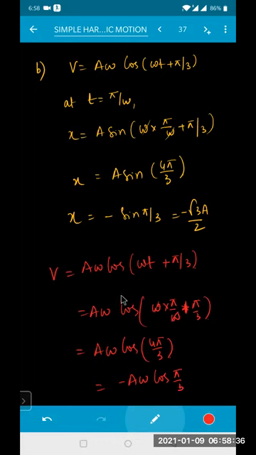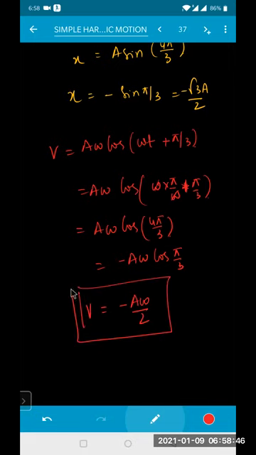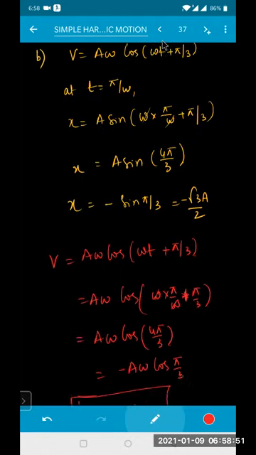Okay, velocity. So what is the pi by 3 value? 1 by 2. So minus of A into omega by 2. So this will be the velocity. Okay, so that was about your velocity part.